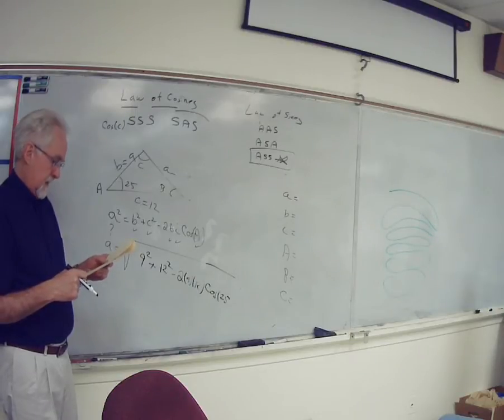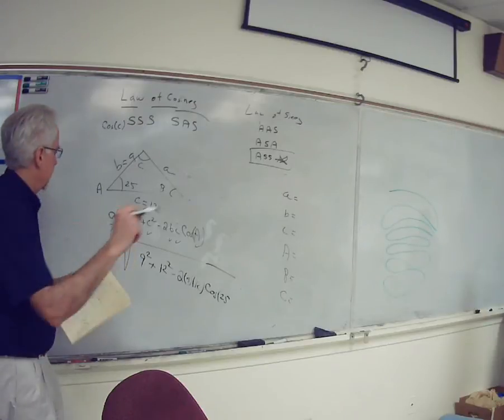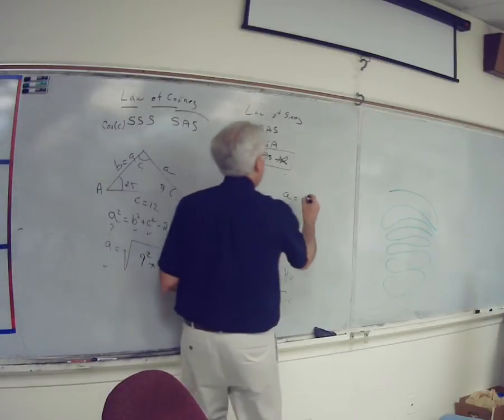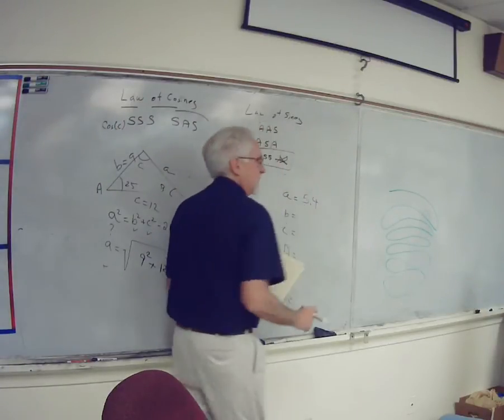A is 12? That's what I got. 5.4 is what I got. 5.4. Try it again, okay? Ben, what did you get?